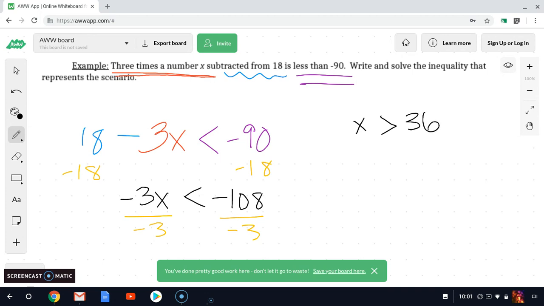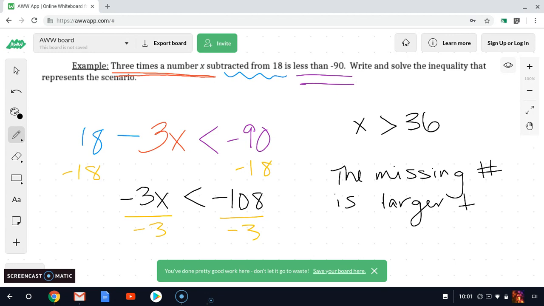So we don't have much of a context for this one. So we're just going to say the missing number is larger than 36. Or we could say the missing number is greater than 36 because that's the inequality symbol that we have. And then we're done.